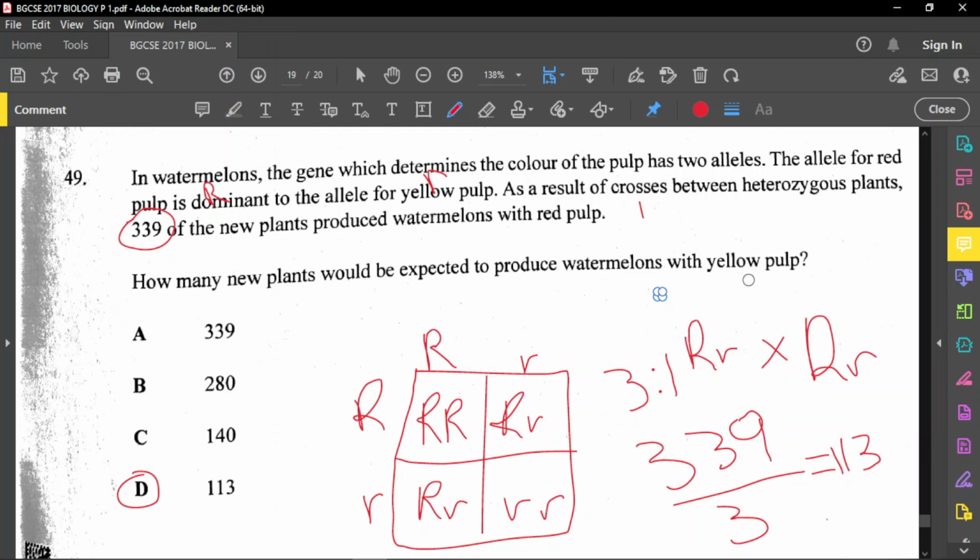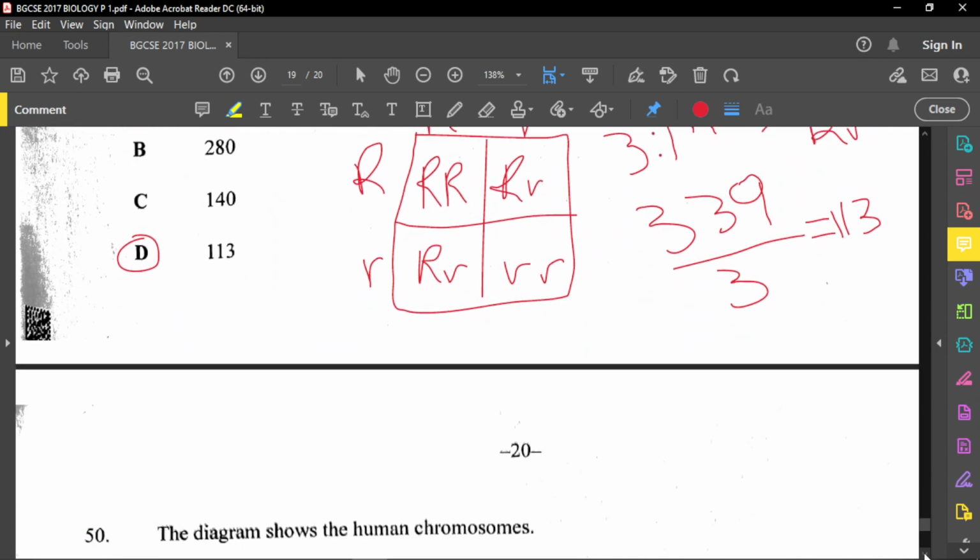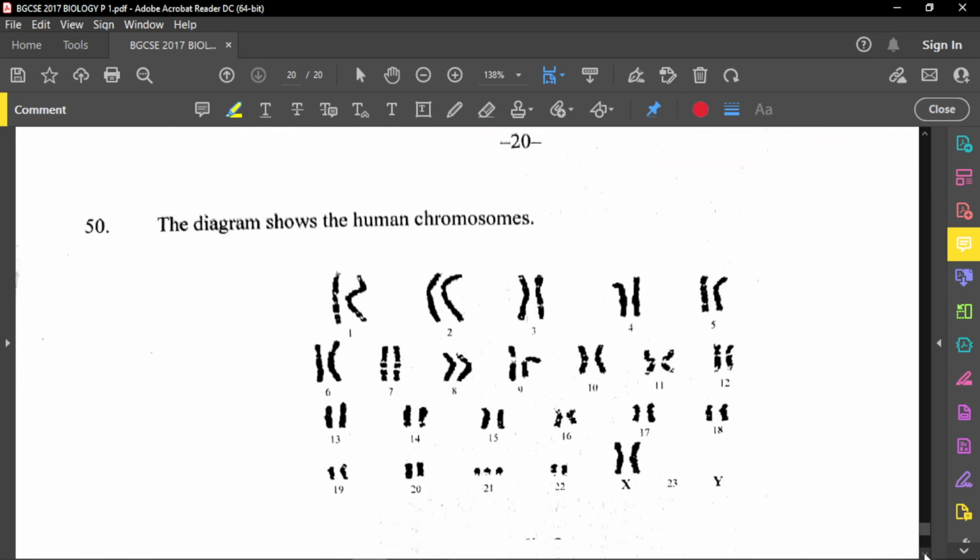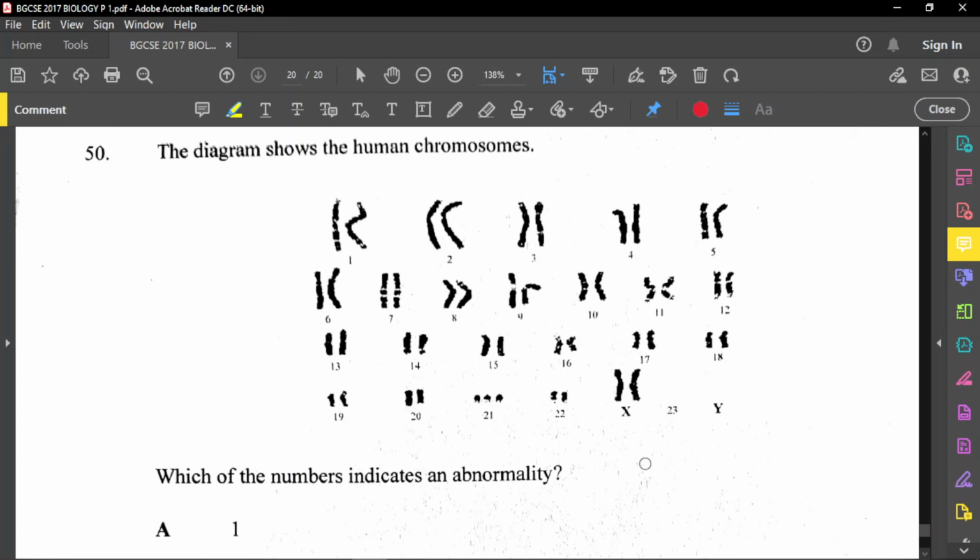All right, last question. I know you can't wait to finish this, and I want you to do well on the exam. Please do well. Get some A's and some B's, man. Question 50. A diagram shows the human chromosomes, and it asks which number is indicated by abnormality.